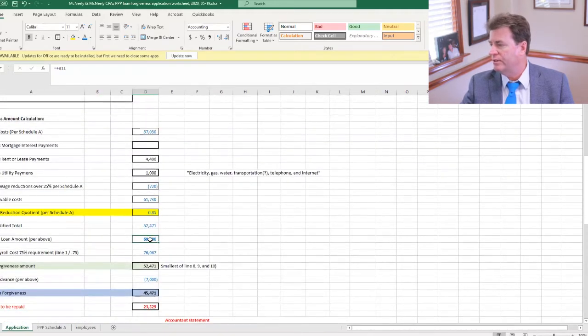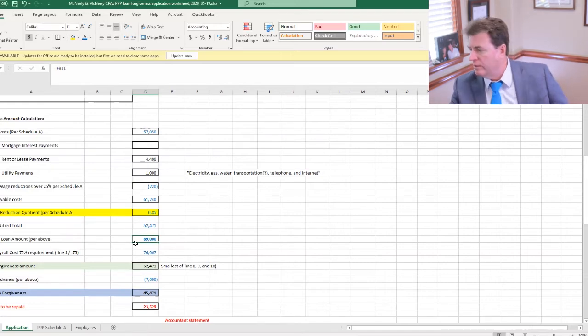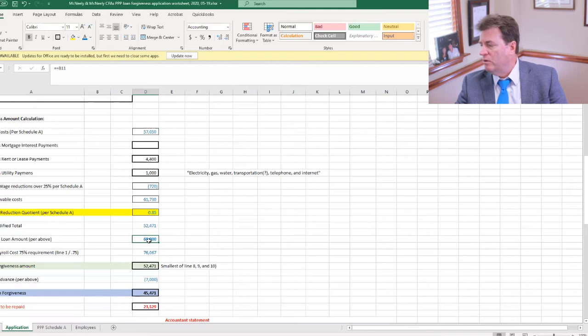Anyway, all right. So the next thing in the application says, okay, what was your loan? 69,000. I just guessed a number, an educated guess based on the payroll numbers. And then you have to say, okay, this payroll cost has to be 75%. And the math is weird how they do it. They say take your total payroll cost and divide it by 0.75. And so that's the number that has to be related to payroll cost forgiveness.